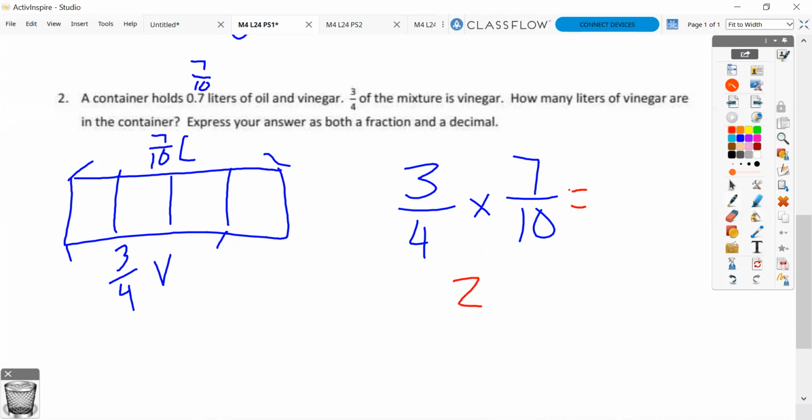So 3 times 7 is 21. 4 times 10, denominator times denominator, is 40. So we got 21/40ths. Okay. Well, how do we go from here?